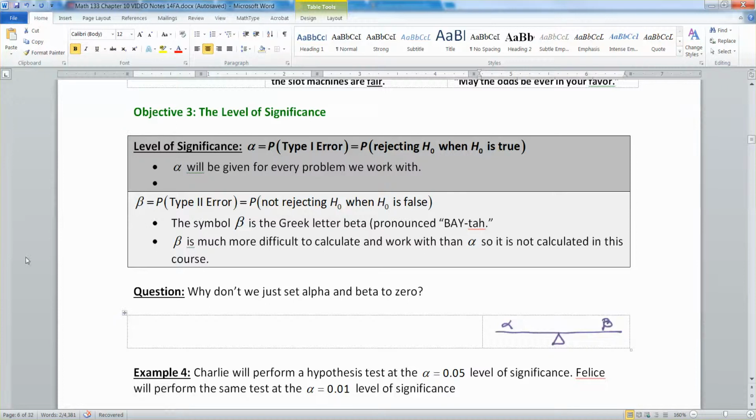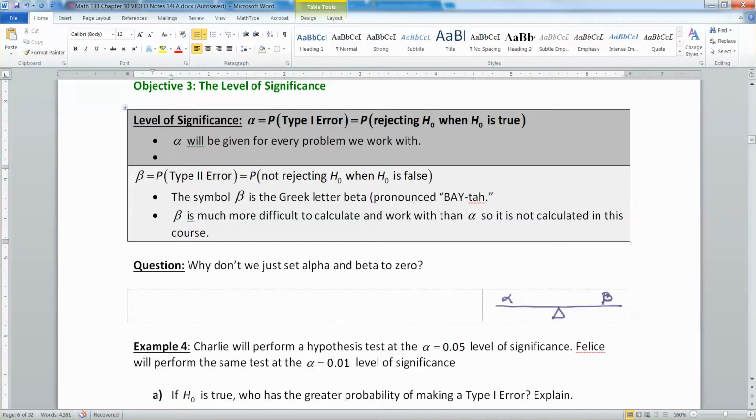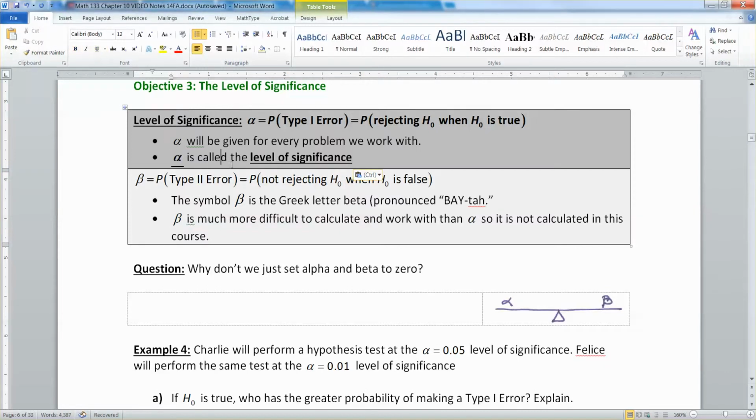All right, so alpha, the same alpha that we have known and loved since chapter 9, is called the level of significance. It is the probability of making a type 1 error. Or in other words, it's the probability of rejecting the null hypothesis when it was true. And just to be very clear, it is called the level of significance. We will be given alpha in almost every problem we work with.